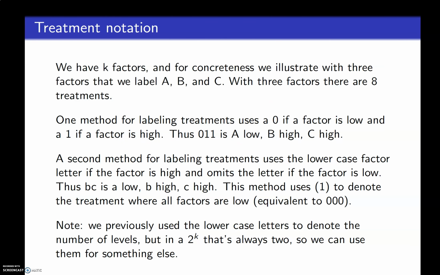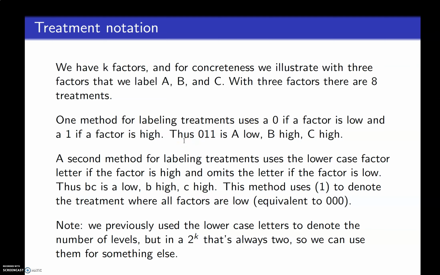Okay, so let's talk about some of the notations used here. If we have k factors, we might in particular have 3 factors, A, B, and C. So we'd have a 2 to the 3 design, because k would be equal to 3. A 2 to the 3 design would have 8 treatments. These would be all the unique combinations of the 2 levels of A, B, and C. So if a factor is low or off, we call it 0, and if it's high or on, we call it 1. So for example, 0, 1, 1 here would have A low, B high, C high.